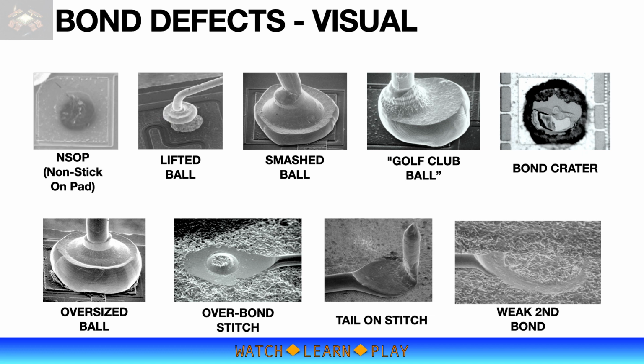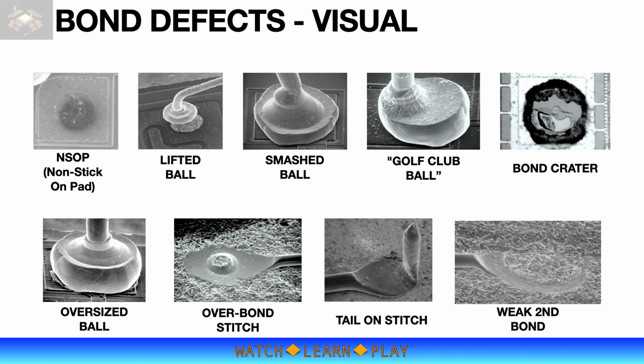The second defect is lifted ball. This has similarity to NSOP, except that in this case, the first bond was initially successful, allowing the full bond cycle to complete, including second bond. However, after the bond cycle, the bond lifted up.